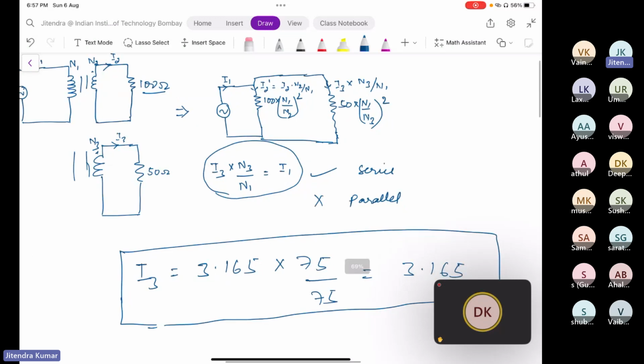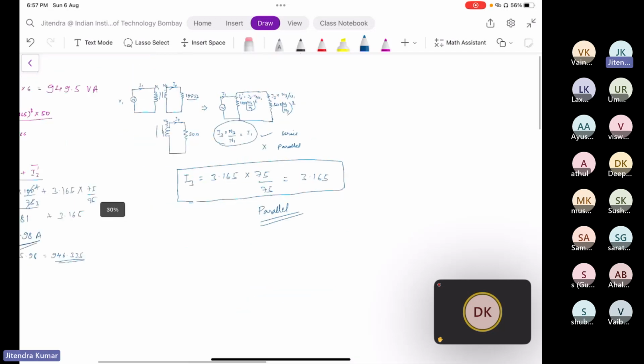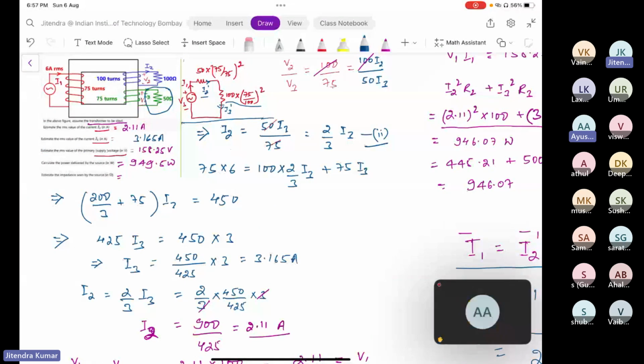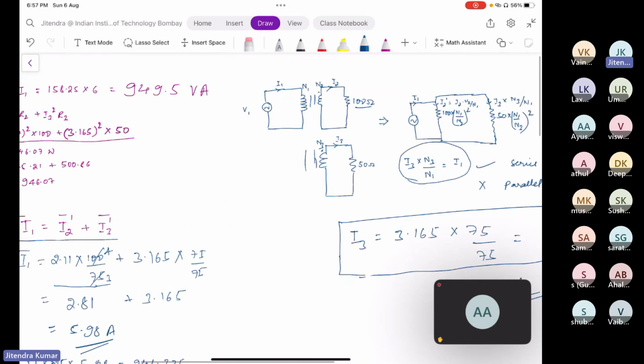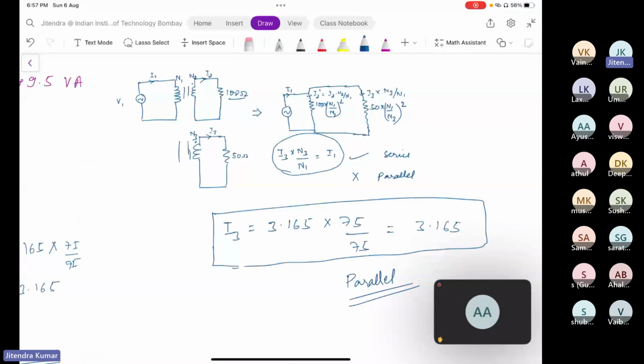Okay, so they are connected in parallel. Both will be connected in parallel. Yeah, both loads, if we are referring towards the primary side, both should be connected in parallel. We verified with the expression, so it came out that we should connect them in parallel.